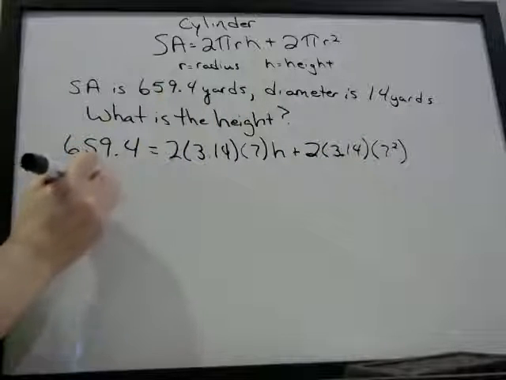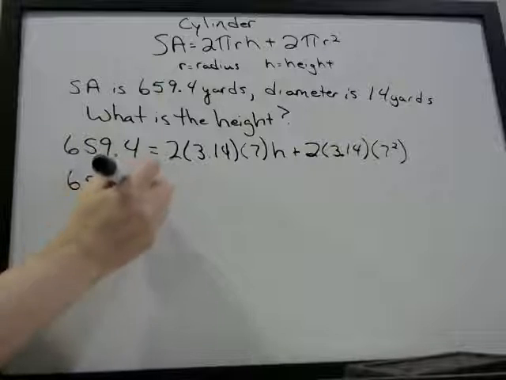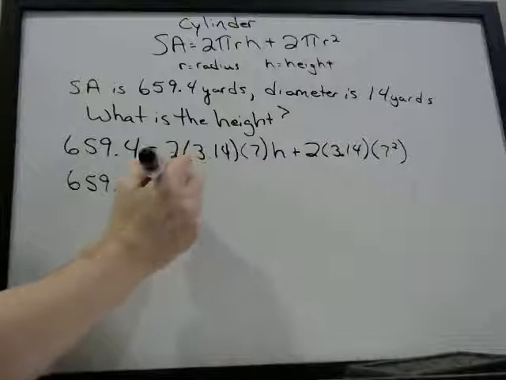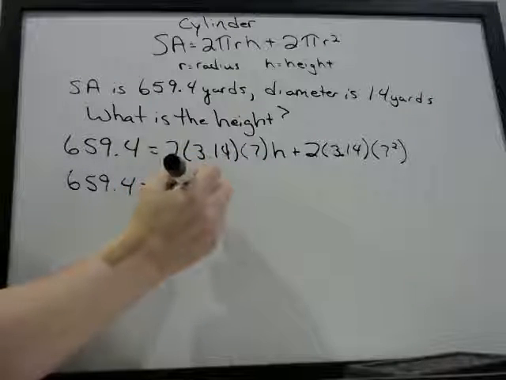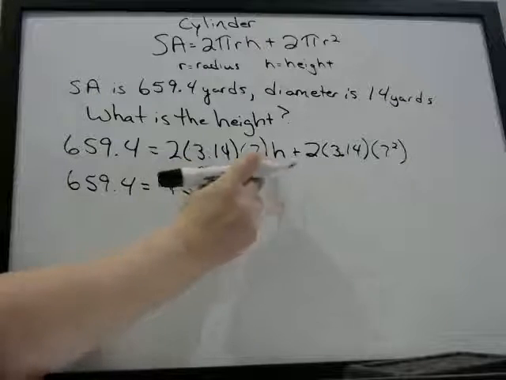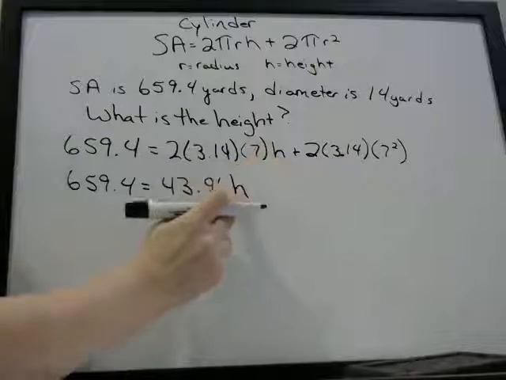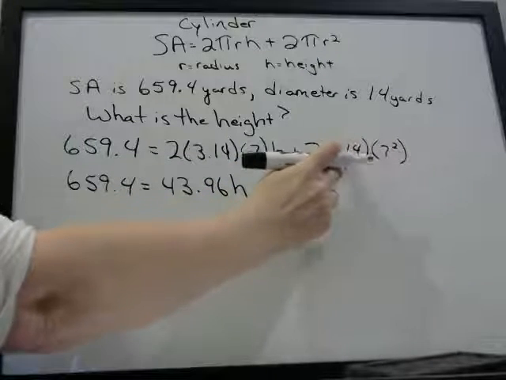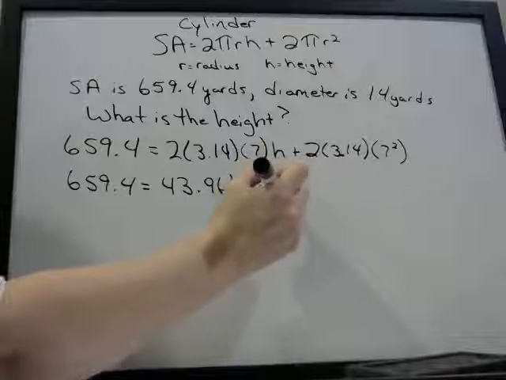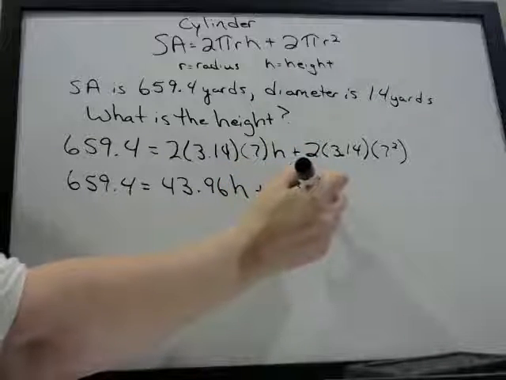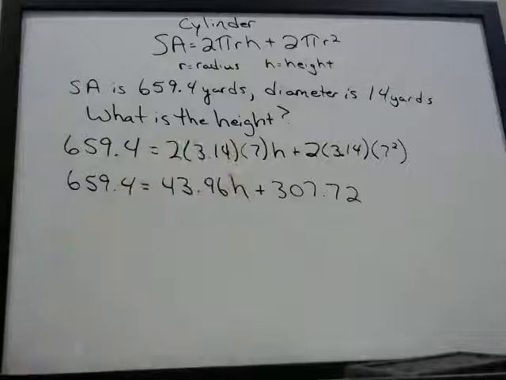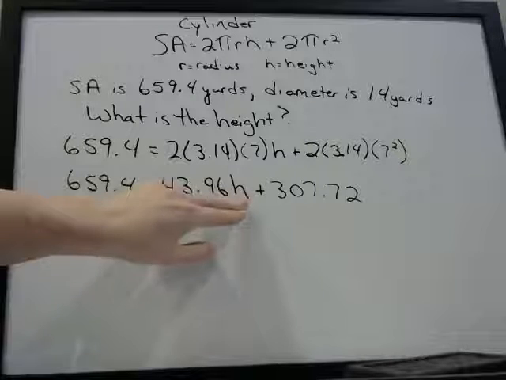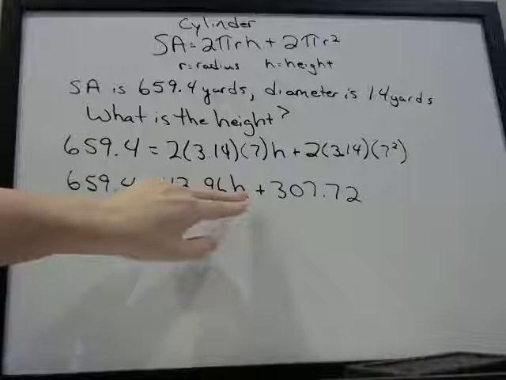So now we do as much math as we can. So here we can do 2 times 3.14 times 7. And we're going to get 43.96 times the height. We weren't able to do anything with the height, so we leave it there. Plus 7 times 7 is 49 times 3.14 times 2. And you're going to get 307.72. So now we have an algebra problem where we have to solve for height. So hopefully you know how to do this. If not, watch the videos. But we're going to try and get height by itself.